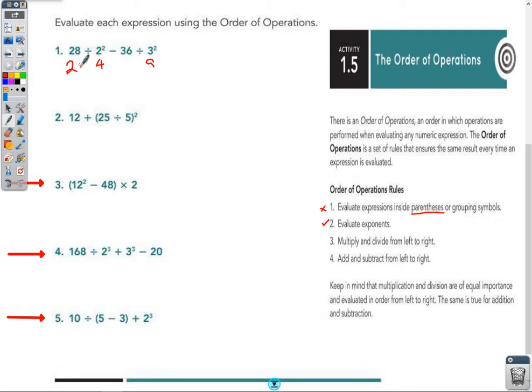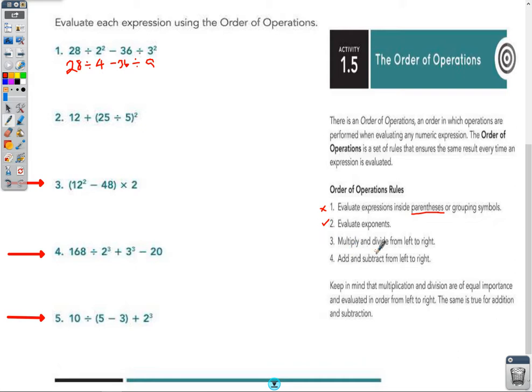So I did 28, I bring that down. I bring down my division symbol, I bring down my minus 36, and I bring down my division symbol. I'm going to leave the 9 here. So I did my exponents. 2 squared becomes 4, 3 squared becomes 9. I'm done evaluating the exponents.